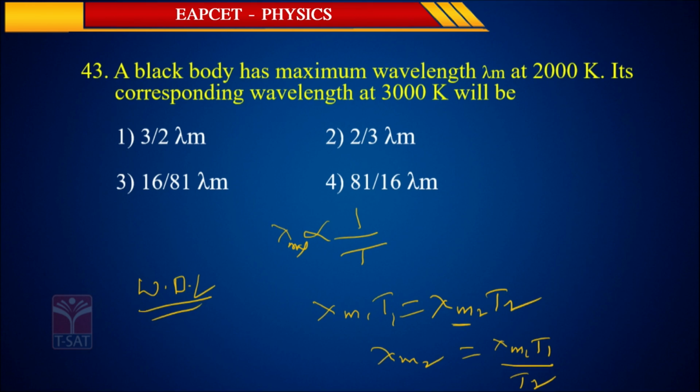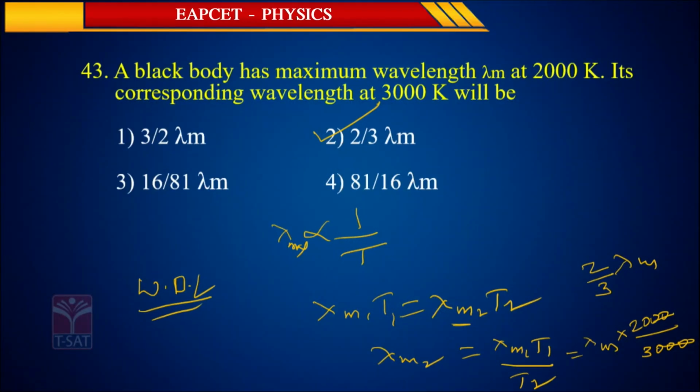Here lambda m1 is lambda m, T1 temperature is given as 2000 Kelvin, and T2 is 3000 Kelvin. The 3 digits cancel, so that is 2 by 3 lambda m. 2 by 3 lambda m. That is the second option, children. Second option. Keep it in your mind.